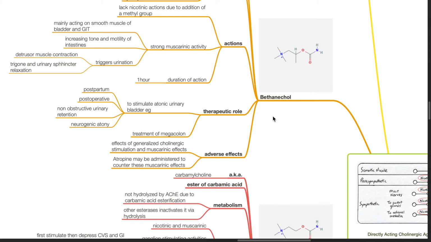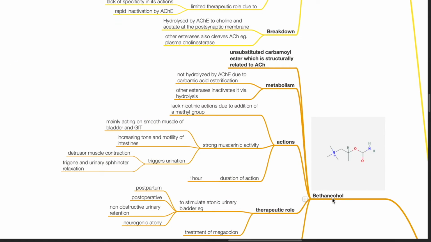Bethanechol. Bethanechol is an unsubstituted carbonyl ester which is structurally related to acetylcholine. Metabolism of bethanechol. It is not hydrolyzed by acetylcholinesterase due to carbamic acid esterification. Other esterases inactivate it via hydrolysis. Actions of bethanechol. It lacks nicotinic actions due to addition of a methyl group.